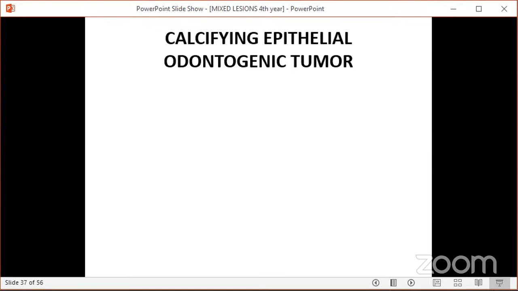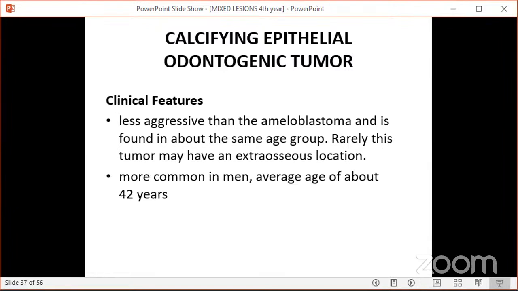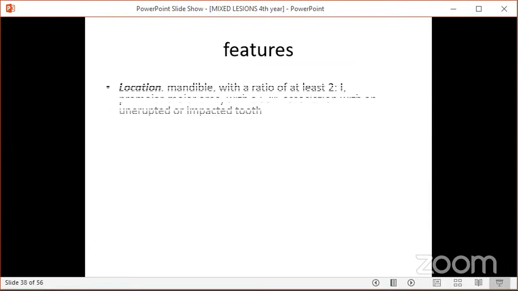So number 2, let's look at calcifying epithelial odontogenic tumor. This one is less aggressive than the ameloblastoma and is found in about the same age group. Eventually, this tumor may have an extraosseous location, that is, out of bone. So it's more common in men with an average age of about 42 years. It causes jaw expansion. What are the radiographic features? So it's mostly found in the mandible with a ratio of at least 2:1.